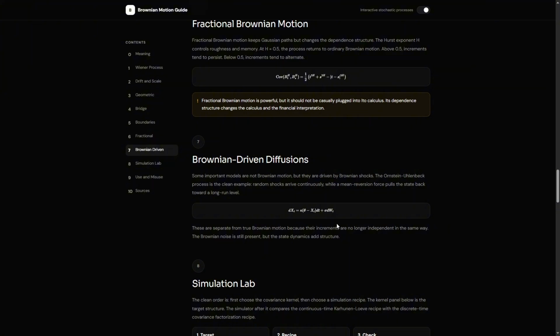And the Ornstein-Uhlenbeck mean reversion process is Brownian noise, but with a mean reversion pull, classic for interest rate spreads, and it's like gravity pulling back to the center. So imagine there is a mean and we simply oscillate above and below it.